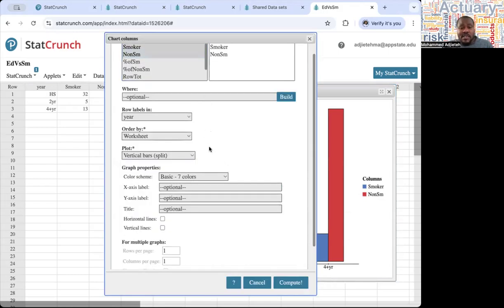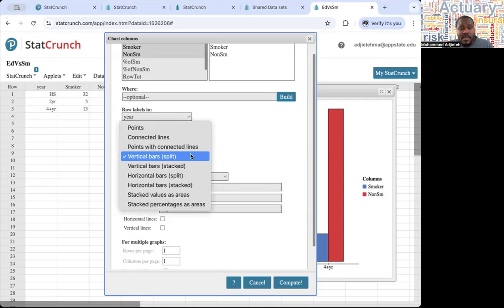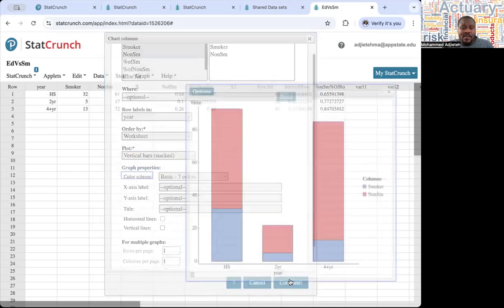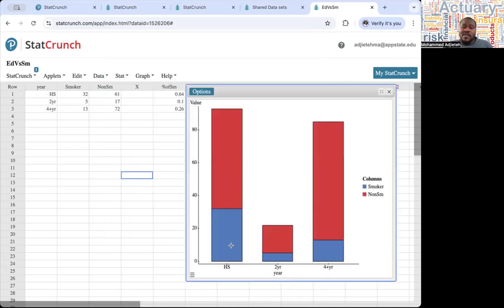To display the stack, let's try to get here. And then we could also show vertical bars stacked. And you see, this is how the stack looks. The blue is for the smokers, and then the red is for the non-smokers.